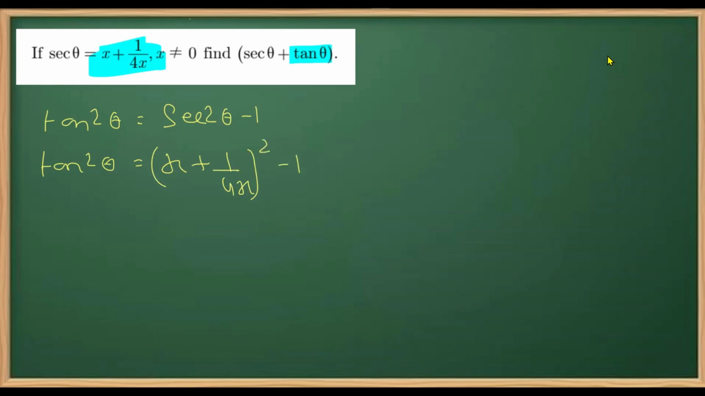Now how to simplify it further? For that I'm going to do expansion. Well, there are other methods. So I'll write a square, plus b square, that is the square of this, which is 1 over 16x square, plus 2 times a multiplied by b, and then minus 1. Now let's take this one, after reducing what we are getting.